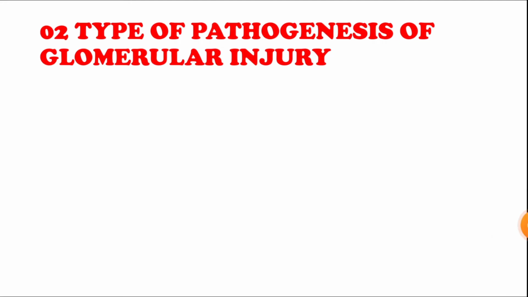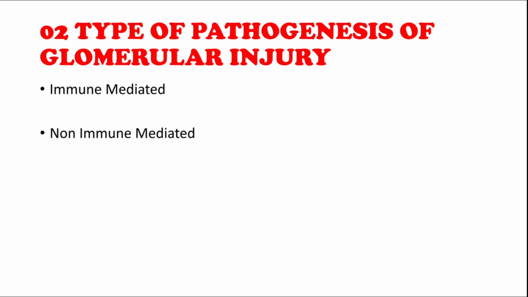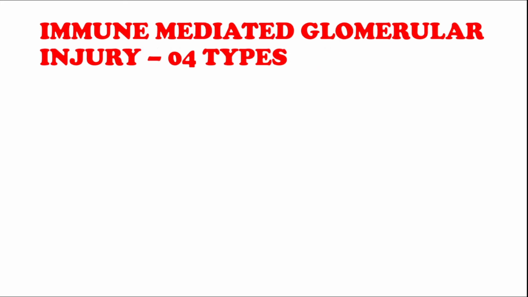So friends, basically there are two types of pathogenesis of glomerular injury. It could be immune mediated glomerular injury, or there could be a possibility of non-immune mediated glomerular injury, among which immune mediated glomerular injury is the most common variety causing glomerular injury. So let's begin with immune mediated glomerular injury.